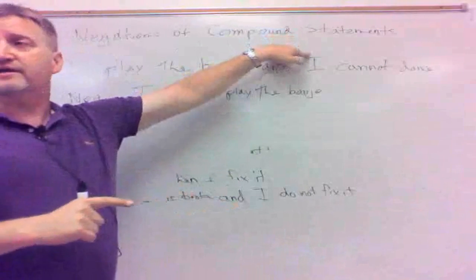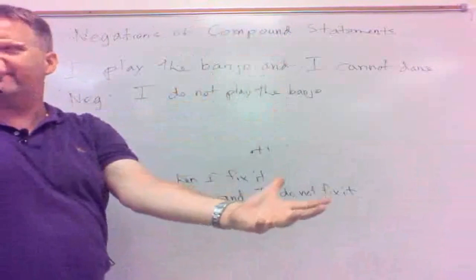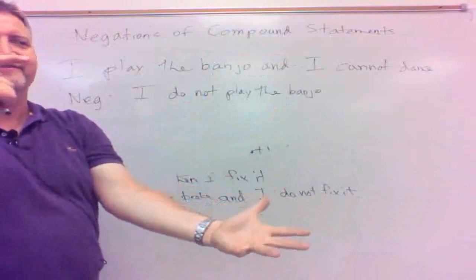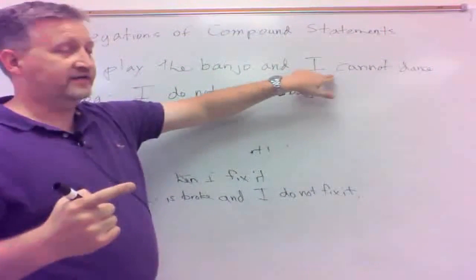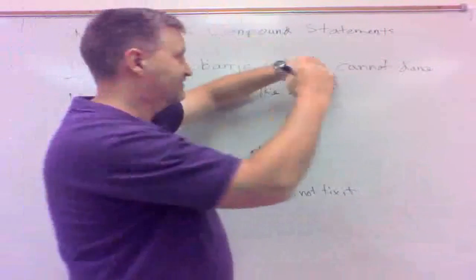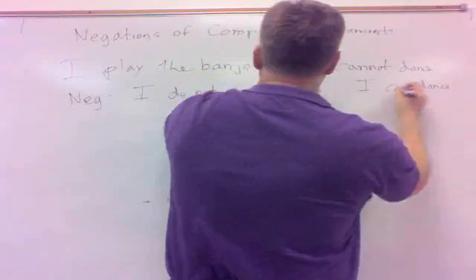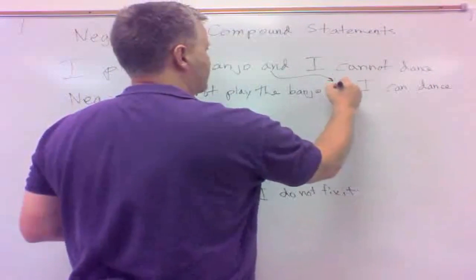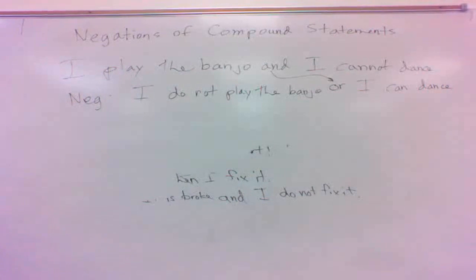Oh, and then I cannot dance. How would I negate it? Well, it's already negated, so I take the negative out, if you will, right? To negate it, the old double negative. So what would be the negation of I cannot dance? I can dance. I can dance will be the last part. But then the one other thing is change the and over to or. Okay?